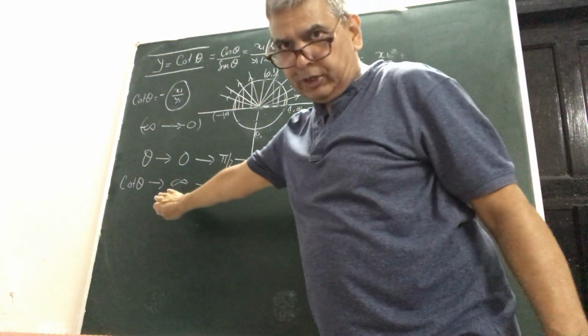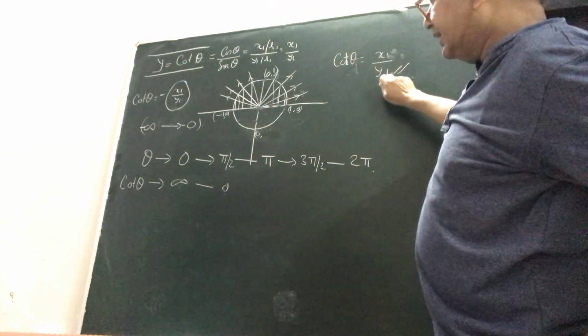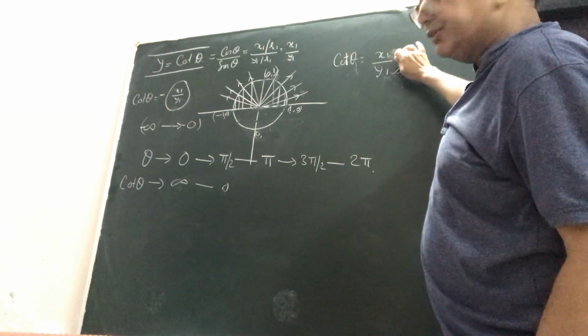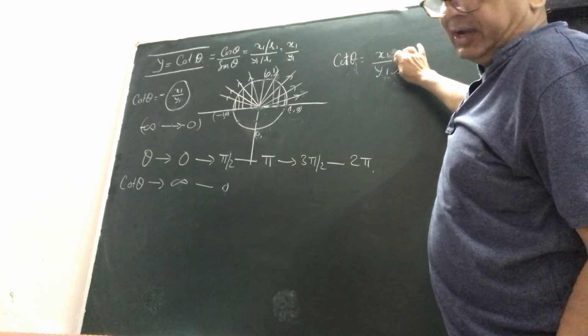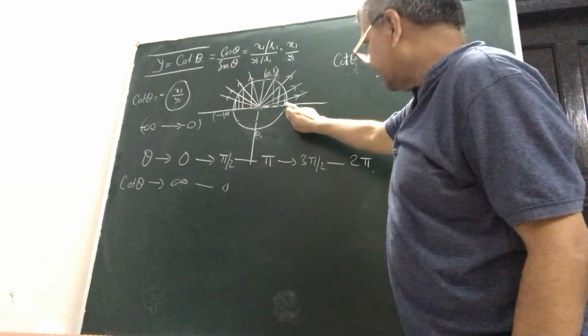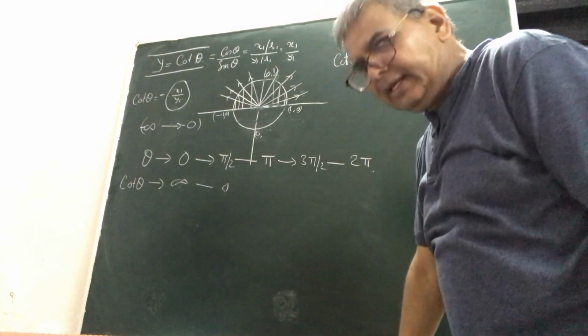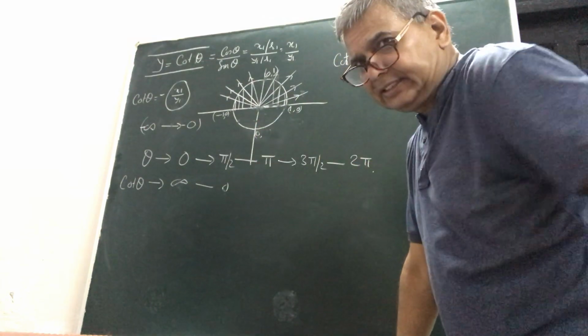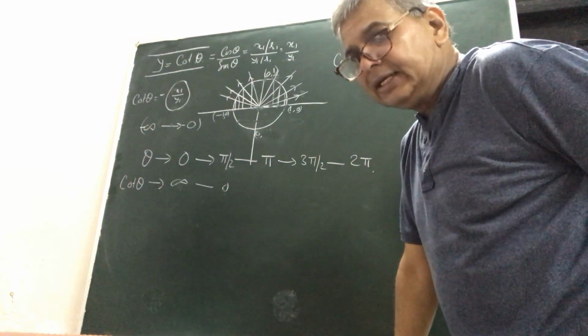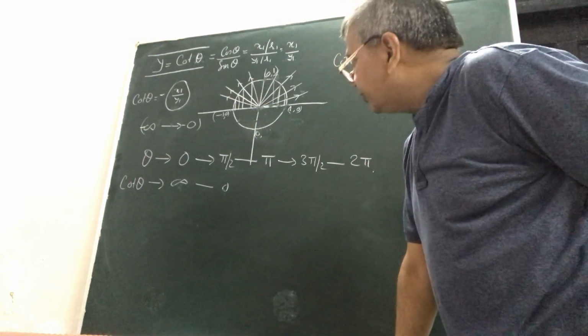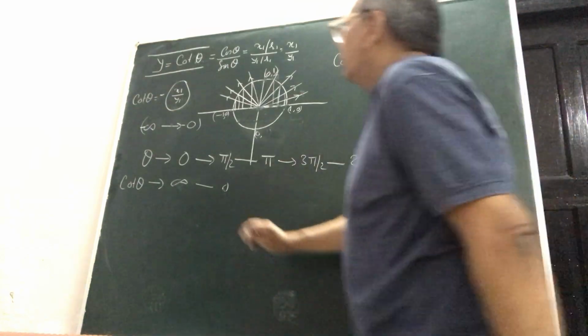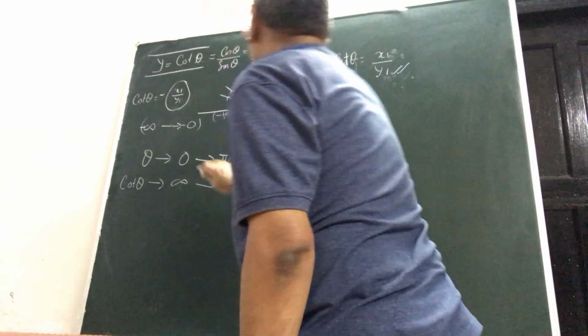Initially it is infinity, no doubt about it, for the simple reason that x1 is 1, y1 is 0, here at exactly 0. So 1 upon 0 is either plus infinity or minus infinity. But as I said, you are approaching this from the first quadrant side, therefore you are justified in taking the value towards plus infinity. So 0 to pi by 2, it will be infinity to 0.